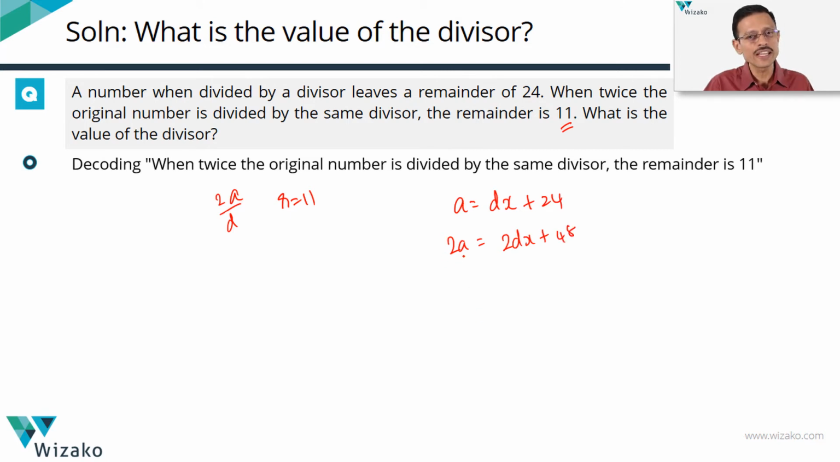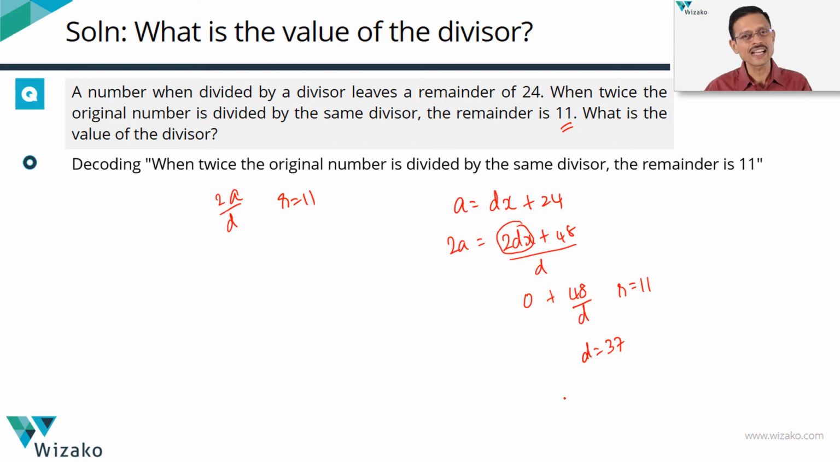We are dividing 2A by D, which is the same as dividing 2DX plus 48 by D. 2DX is divisible by D, so for this part of the division, the remainder is going to be equal to 0. So any remainder that we get is on account of dividing 48 by D. What is the remainder? The remainder is equal to 11. The question that we need to ask is, what number when it divides 48 is going to give you a remainder of 11? Very obvious, that number has to be 37. So 37 is the divisor of this division.